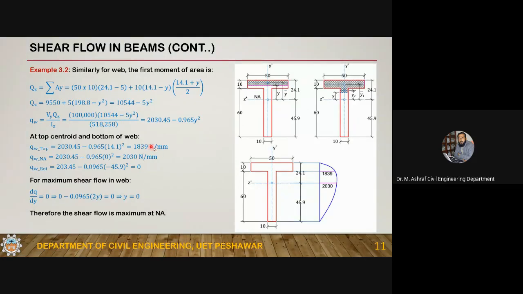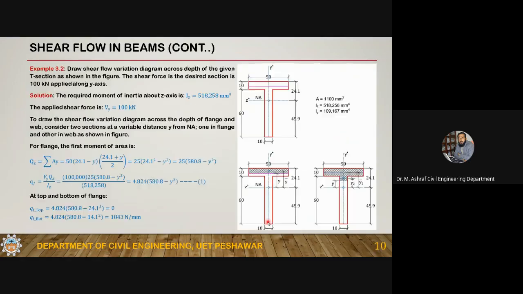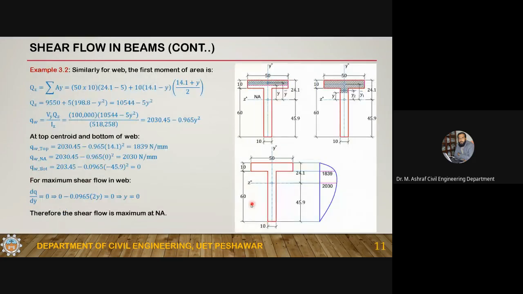Okay, so here you can see, if you want to get the maximum shear flow, you can use the maximum minima, and you know that at the neutral axis, shear flow will be maximum. So this is the shear flow variation diagram. If you compare the shear flow variation diagram with the shear stress variation diagram, in the shear stress there is an abrupt change at the junction of the web and flange. Okay, this is flange, this is web. So there is an abrupt change. But in shear flow, there is no abrupt change.